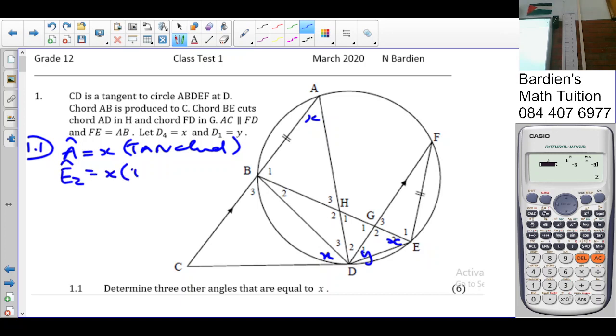Why is angle E2 X? Also tan chord. But some of you wrote angles in the same segment, which is wrong. No? And then another angle that's equal to X? T2. Why is T2 X? Alternate angles. So T2 is X, alternate angles. And when you write alternate angles, you must say DF is parallel to AC. Okay. 6 marks, people. Believe it or not.